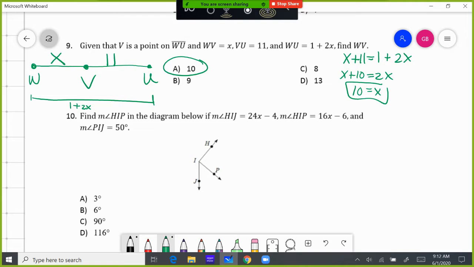Okay, number 10. Find the measure of angle HIJ in the diagram below. If the measure of angle HIJ, so that's the whole angle, is 24x minus 4, that's the whole thing, HIP is 16x minus 6, and PIJ is 50.